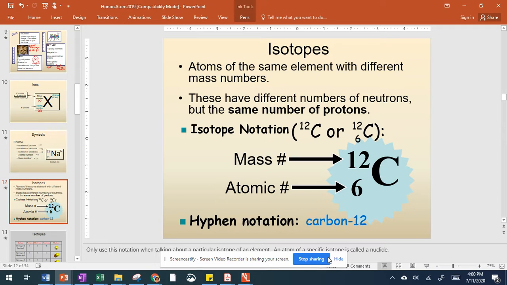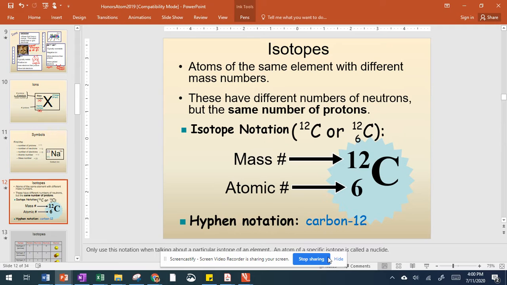What I want to go over now are isotopes and how to handle isotopes, exactly what they are, and some calculations with isotopes. So first of all, isotopes are atoms of the same element, but they have different mass numbers. So remember, the number of protons will never change. We just have a different number of neutrons.